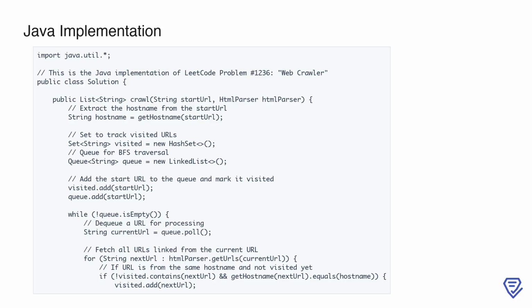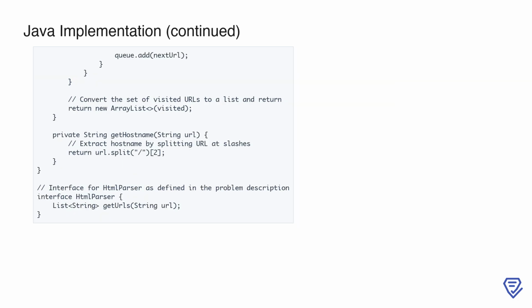The main loop processes URLs in the queue one by one. For each URL, we retrieve all the links on that page using the getURLs method provided by the HTML parser interface. As we inspect each link, we check two conditions: whether it has been visited already and whether it belongs to the same hostname. If both conditions are satisfied, we add the URL to the visited set and enqueue it for further exploration. Once a new URL passes the checks, it's added to the queue for subsequent processing. This ensures that all eligible URLs are eventually visited as the breadth-first search expands.